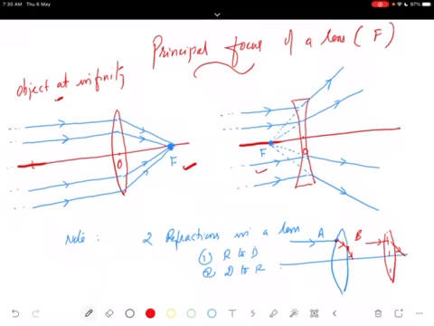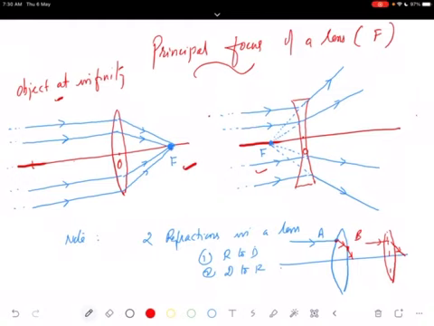So that is also a focus. So for a lens, there are two focuses, principal foci we call them. One is on the right side, another is on the left side. When the object is on the left side, the focus is on the right side. When the object is on the right side, it will be on the left side. So right side one and left side one. Left side one we mark it as F1. Right side one we mark it as F2, just to recognize the positions of the image.